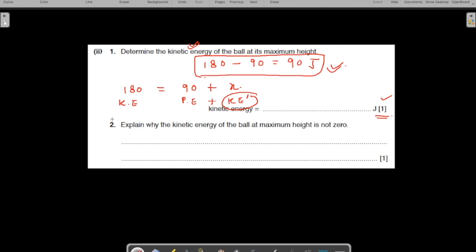Now the next part, explain why the kinetic energy of the ball at the maximum height is not 0. Simple and easy, I've already explained. Because there is a horizontal velocity or horizontal component of the velocity which is still existing. When you have the velocity, you have the kinetic energy. 1 mark question, you can explain it.